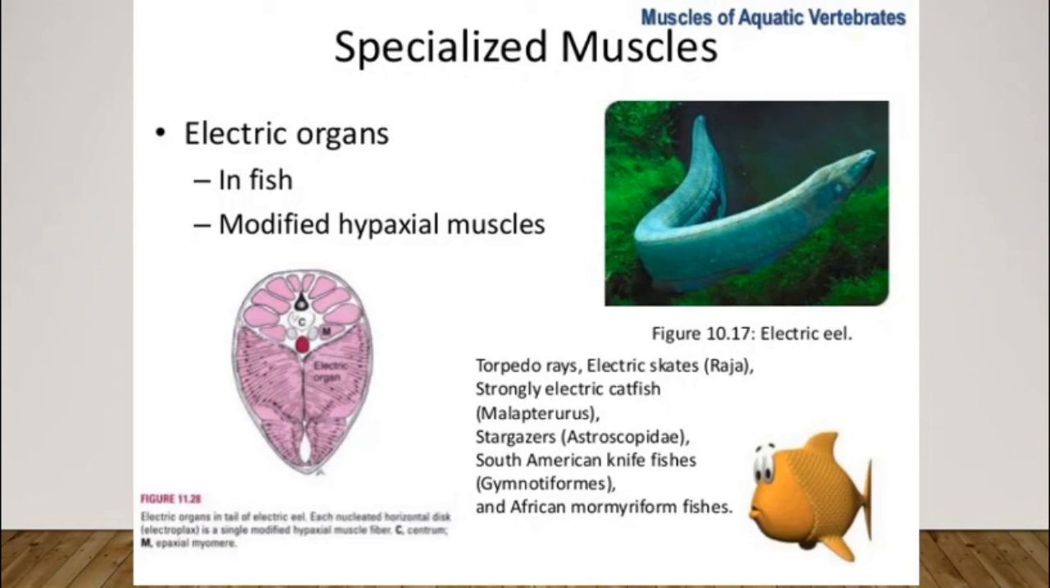Some fishes have specialized muscle, for example the electric eels. They have electric organs, which are rare in most fishes but present in electric eels, torpedo rays, electric skates, stargazers, South American knifefishes, and African mormyriform fishes. They have these electric organs, which are a modified hypaxial muscle.